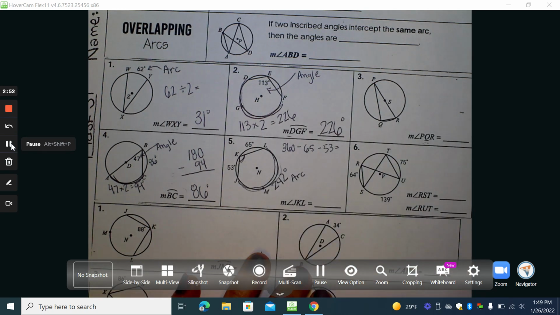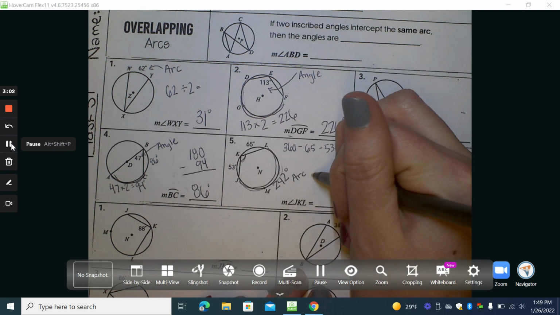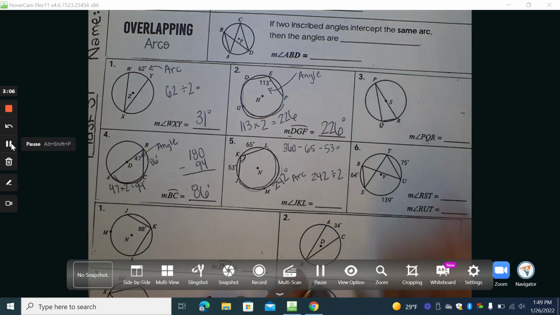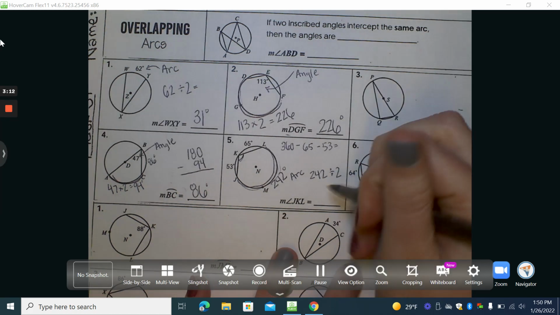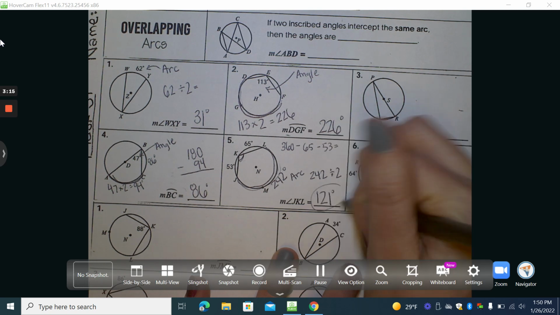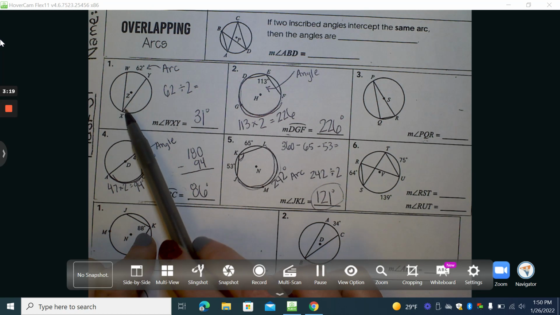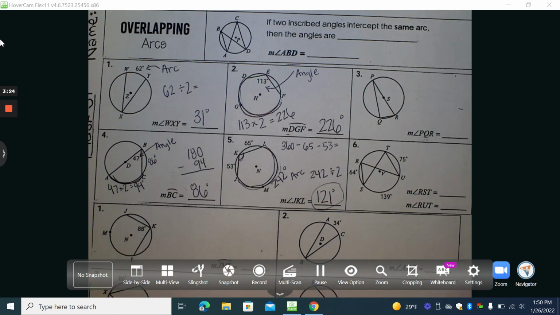In order to find my angle, should I multiply by 2 or divide by 2? If I'm going from arc to angle, I'm going to get smaller. I'm going to do 242 divided by 2. And that's going to give me my final answer of angle JKL, which is 121 degrees. So if we're given the arc, we got to divide by 2 to get my angle. If we're given the angle, we got to multiply by 2 to get the arc.